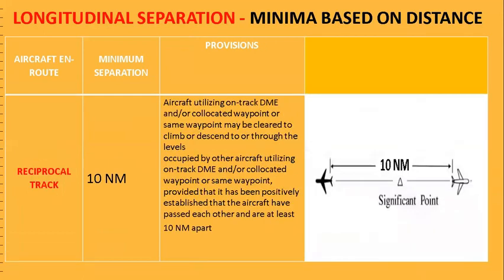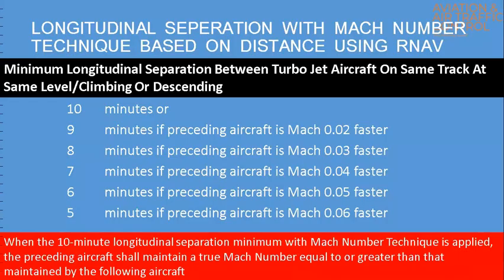Then on a reciprocal track, both aircraft have crossed each other, and after crossing they are 10 nautical miles apart, then they are deemed to be longitudinally separated. Then only you can commence level change. And before that, you have to apply vertical separation.